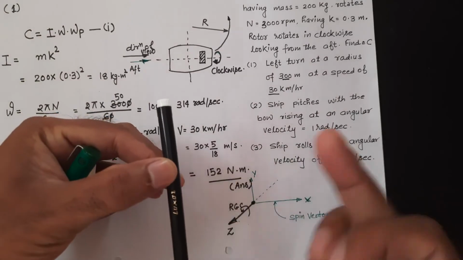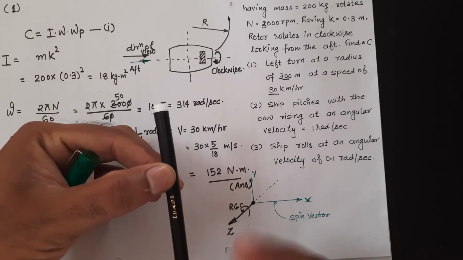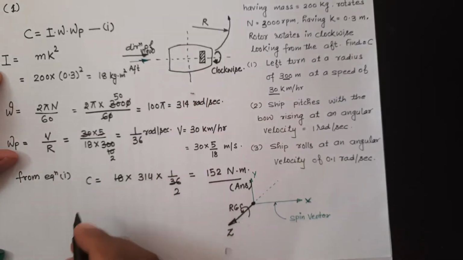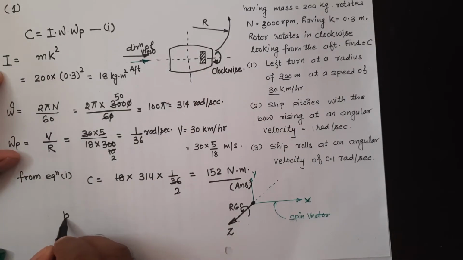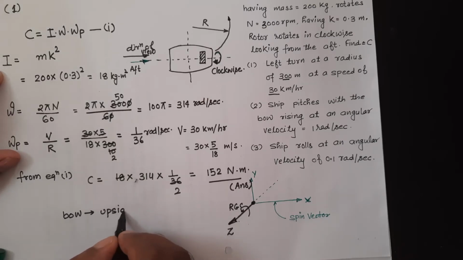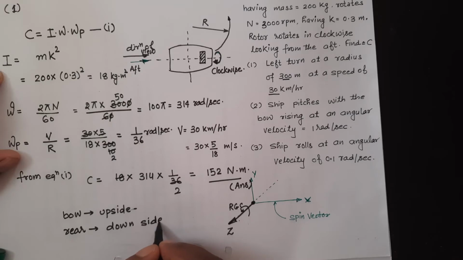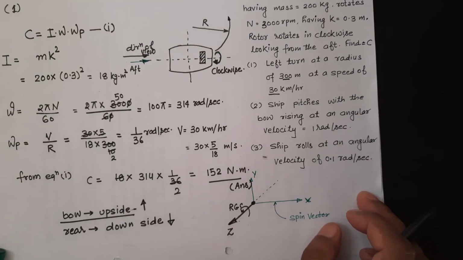So the sense will be anti-clockwise looking from the front. So that means this front portion, that means the bow, will go upside, and the aft, or the rear side of the ship, will go downside. So that is the effect. The bow will go to the upside, and the rear side of the naval ship will go downside.